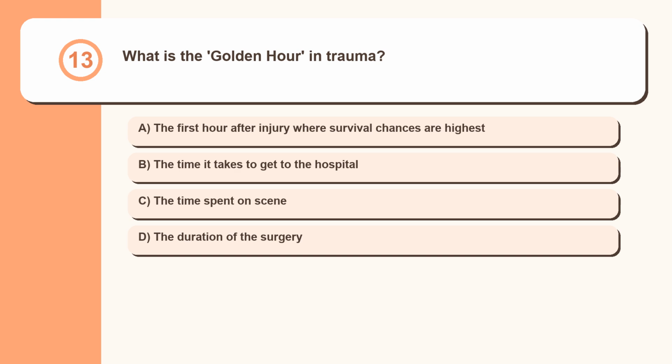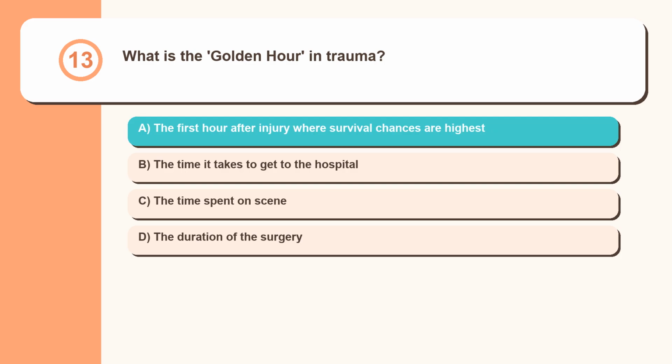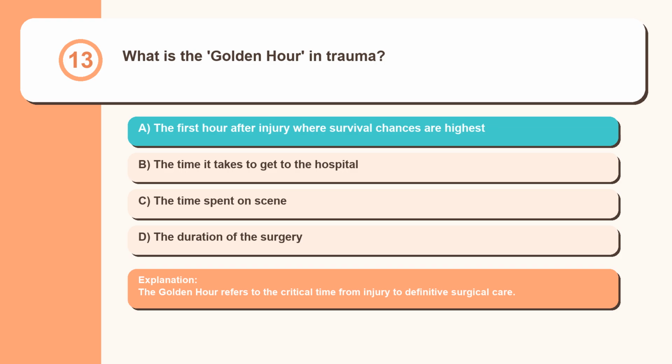Question 13. What is the golden hour in trauma? The first hour after injury where survival chances are highest. The time it takes to get to the hospital. The time spent on scene. The duration of the surgery. The golden hour refers to the critical time from injury to definitive surgical care.